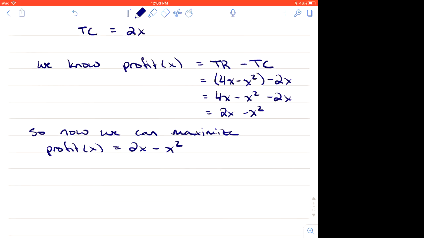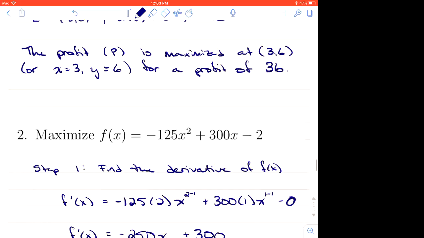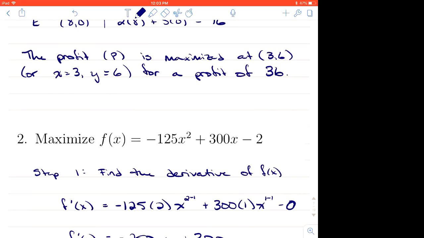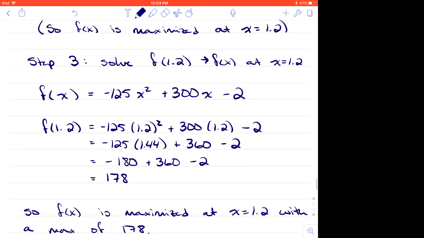If you want more practice problems. If you don't, then ignore that. No, no, it'll be in this shape. Maximize f of x, or I might say profit of x. It doesn't matter. And then you have to know the steps. Okay. Any questions about that one?